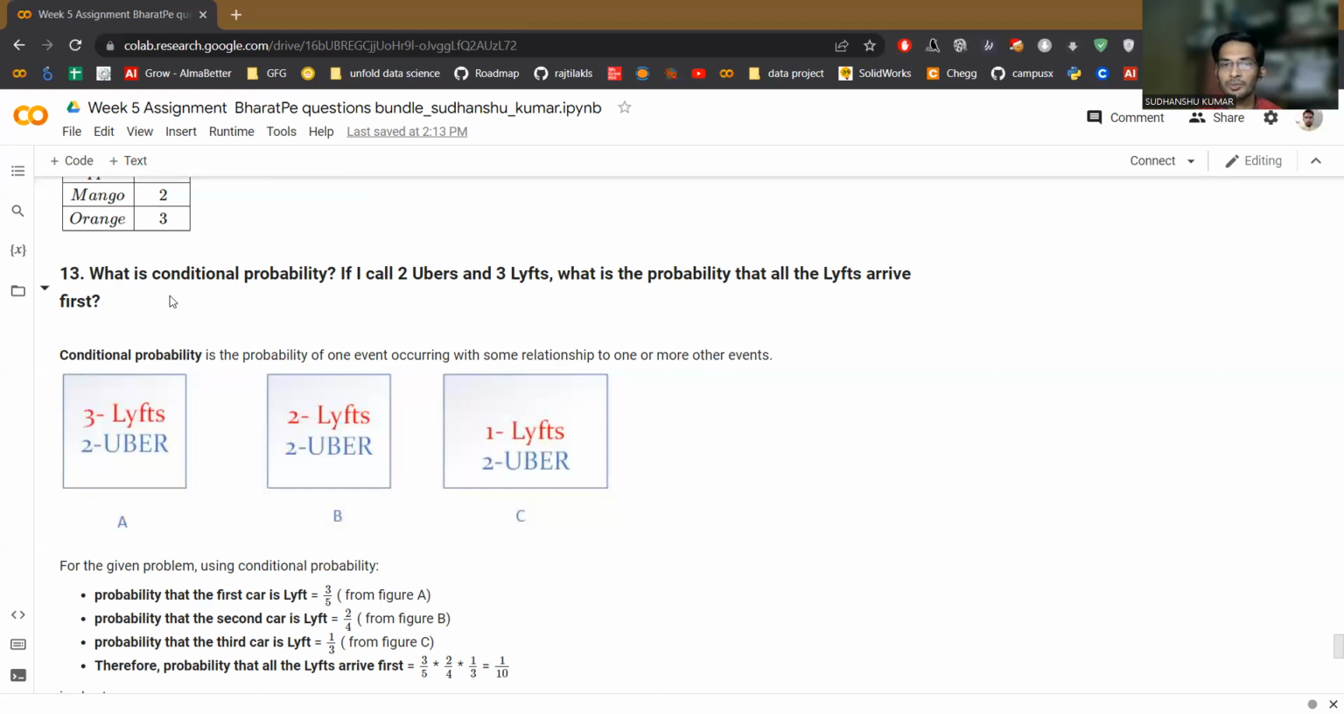So its probability becomes 3 by 5. Now, if the first car has arrived, for the second car our sample space becomes 4, because one Lyft car has already arrived and 2 remaining Lyft cars are available. Hence, the probability that the second car is Lyft is 2 by 4. Similarly, for the third car it is 1 by 3, and multiplying all 3 probabilities, we get 1 by 10 as the required probability.